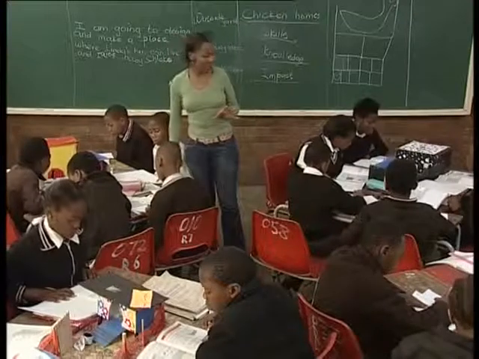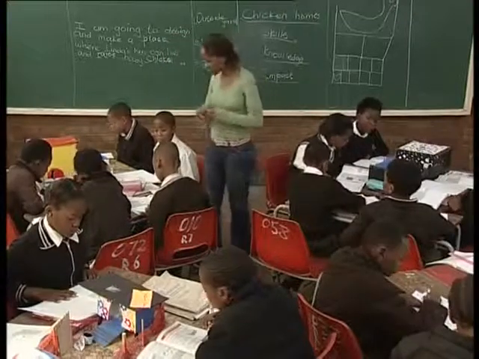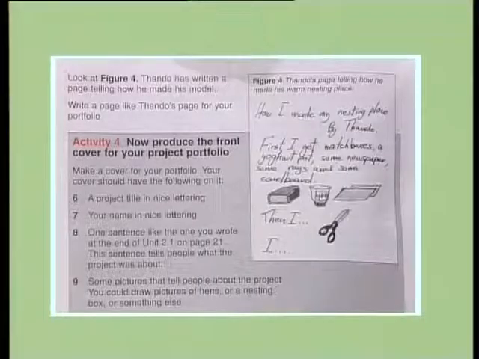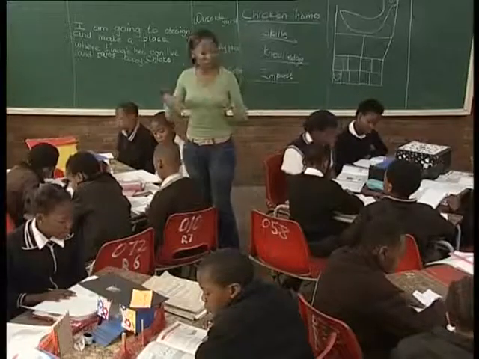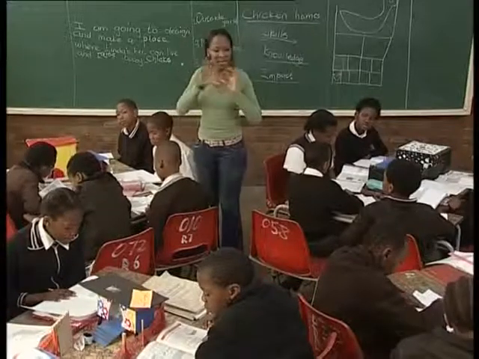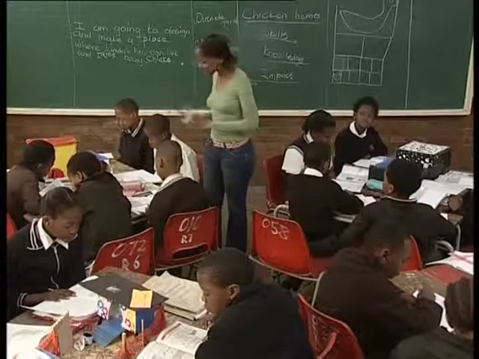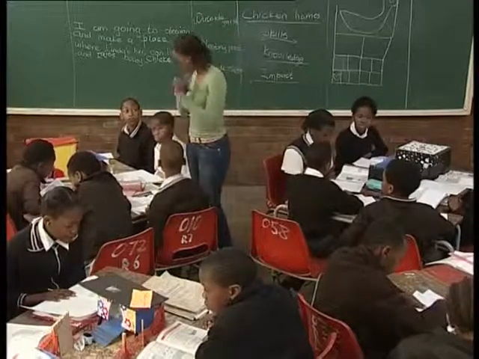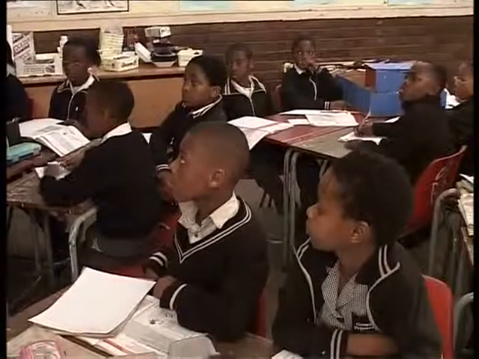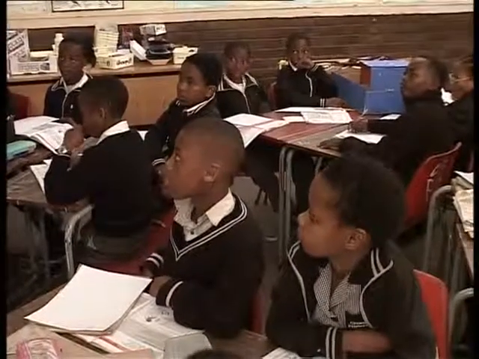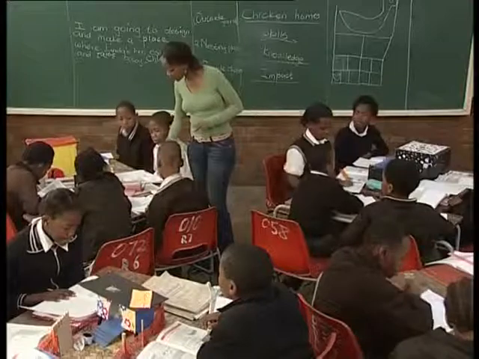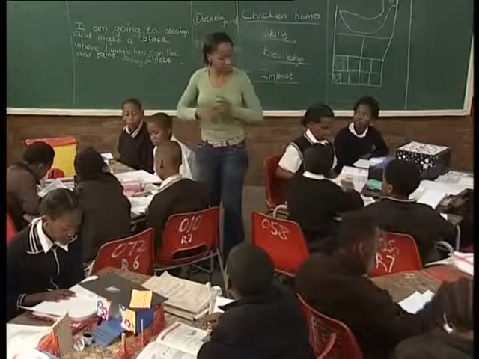Then the last part, if you look at activity 4, you're going to be designing the front cover of your portfolio. This module was about the chicken homes, isn't it? So your front cover must be about chickens. You do the nice lettering, you decorate it nicely. You must have your name, the project name, which is chicken homes. Then one sentence about what we're doing about it. Then some pictures. Then you have done it. Decorate it very well and very nicely. You do that for homework.